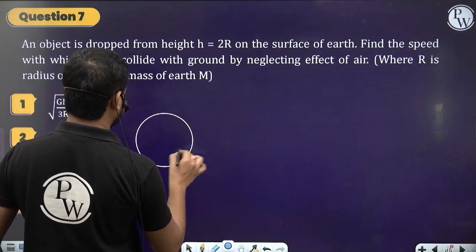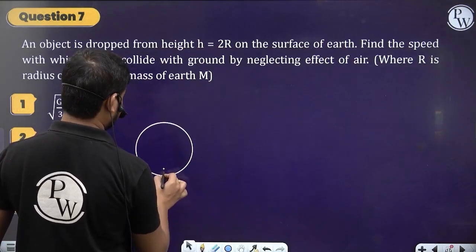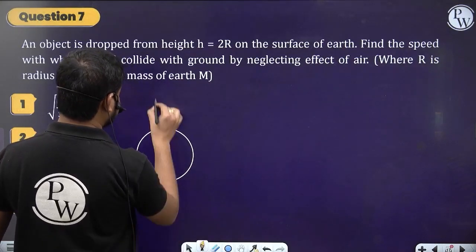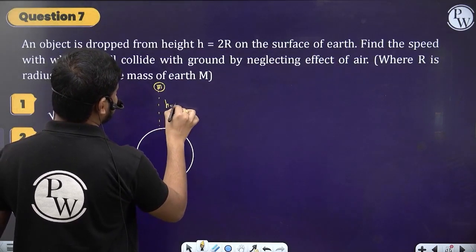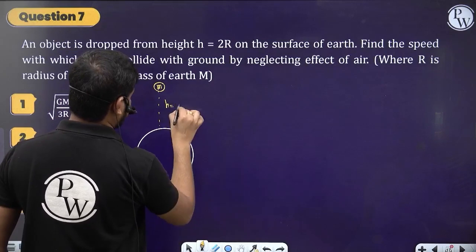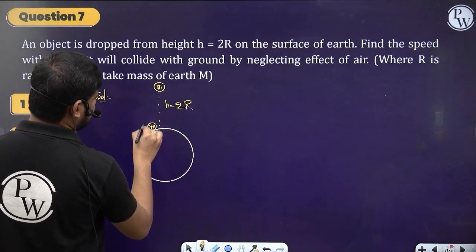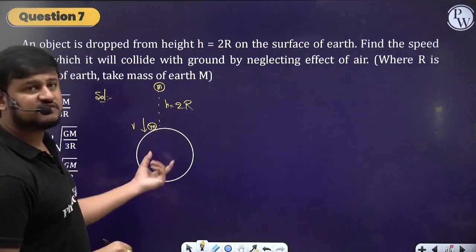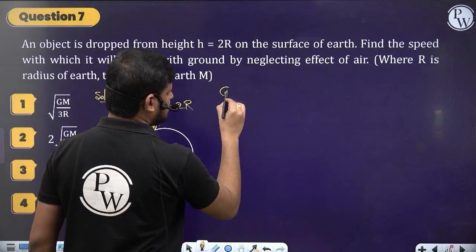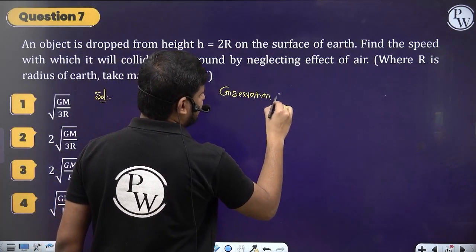So here this is the earth. Now an object is dropped from some height h. From how much height? h equals 2r. So when this mass hits the ground, it will collide with some velocity v, right? So let's apply the conservation of mechanical energy between these two points.